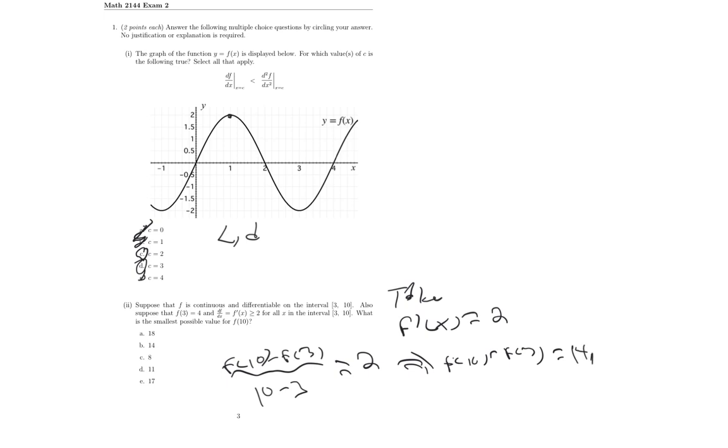But we know what f of 3 is. It's 4. So f of 10 equals 18. Now, if f prime is bounded below by 2, it can't be negative. That simplifies the question a lot. Any other function which is not linear is going to have a larger value for f of 10 than the one we took here. So our answer is 18.